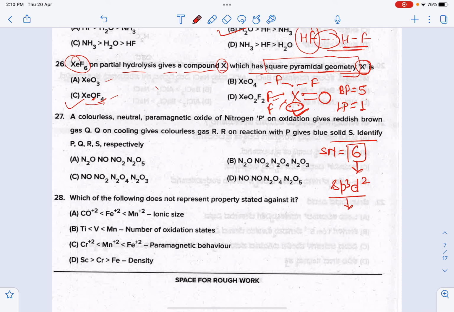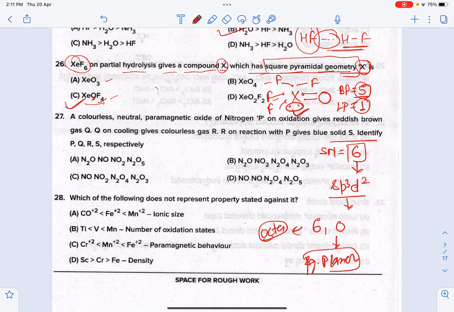sp3d2. This is for the 6, but here it is for if there are only 6 and there will be no lone pair of electrons, then the structure will be octahedral. But here there is one lone pair of electrons and 5 bond pairs, so it is for the square planar symmetry. Okay, so our correct option will be XeO4.